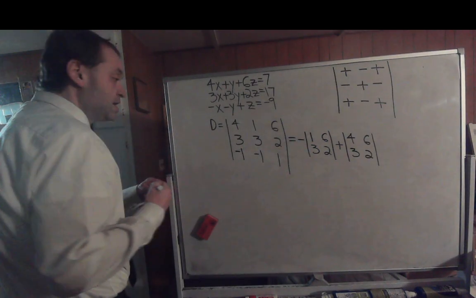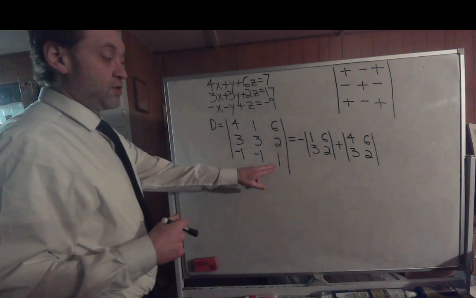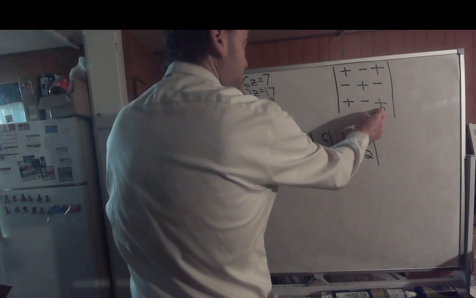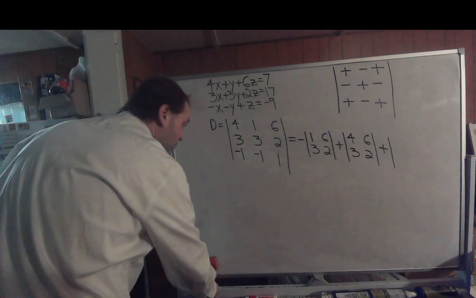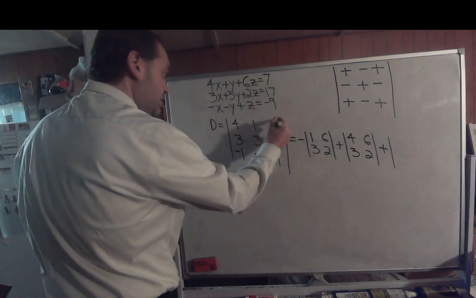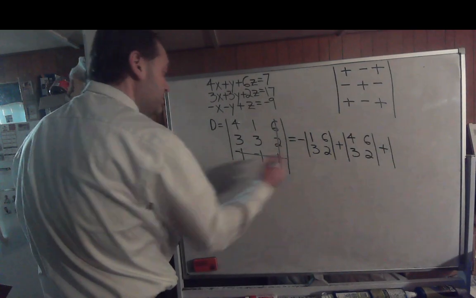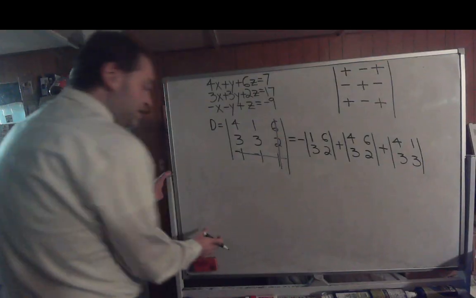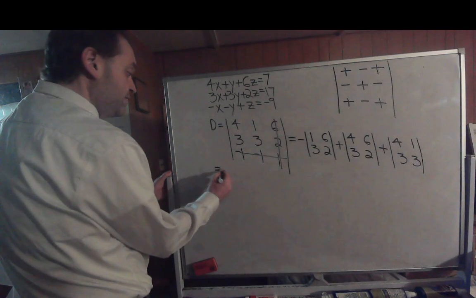Alright. So then the third entry of the third row is positive 1. According to my coefficient matrix, I need to take positive of positive 1. So that would be plus whatever determinant that's going to yield when I strike out the third column in the third row. The resulting determinant ends up being 4, 1, 3, and 3. So there's my three determinants. Now let's go ahead and evaluate them.